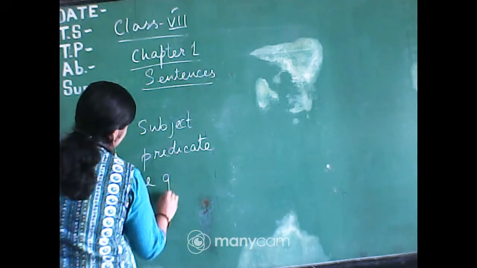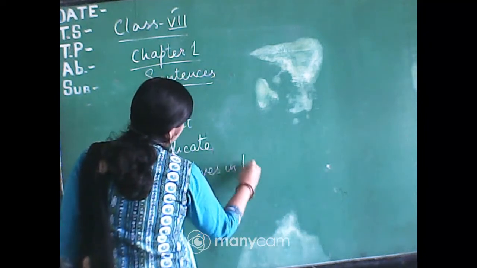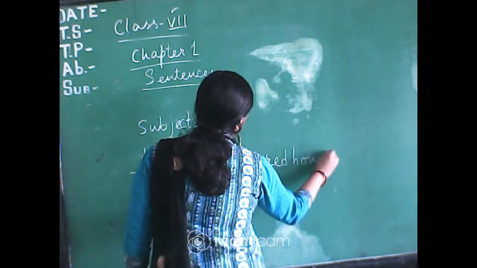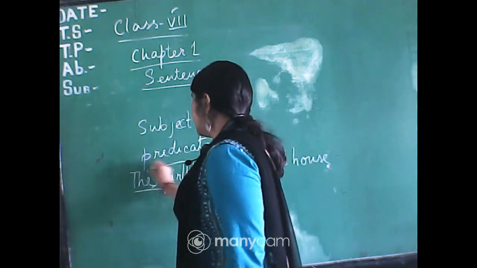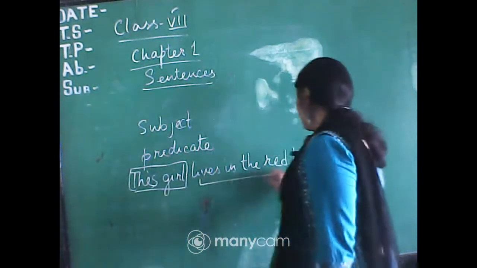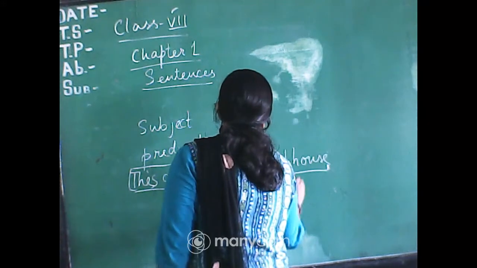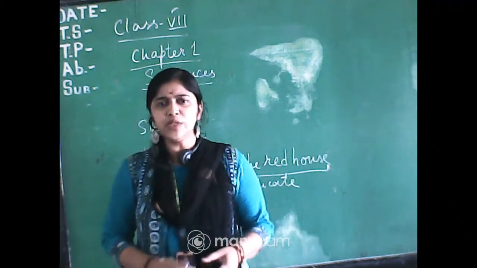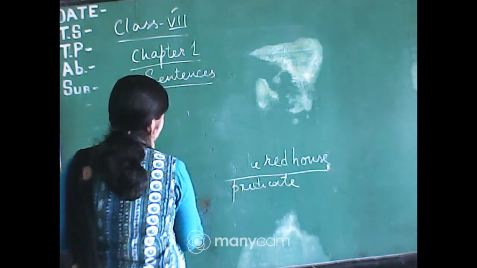So, if I say the girl lives in the red house, or you can say this girl lives in the red house. So here this is the subject about which the predicate part tells you something. The first part is the subject, about whom or about what the sentence is, and the second part which tells you something about it is the predicate. Simple. I think all of you can understand subject and predicate by this time.